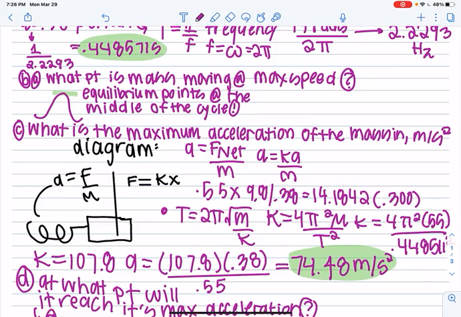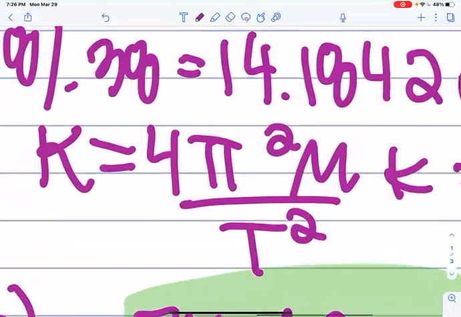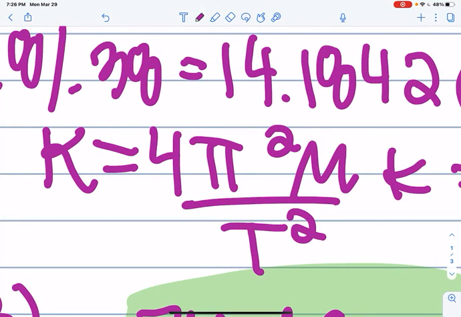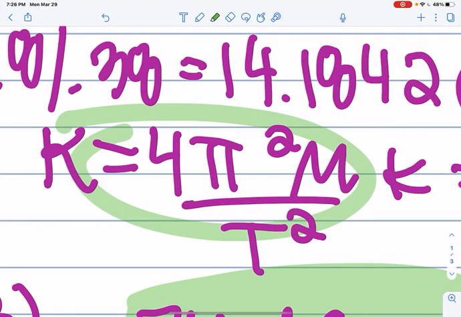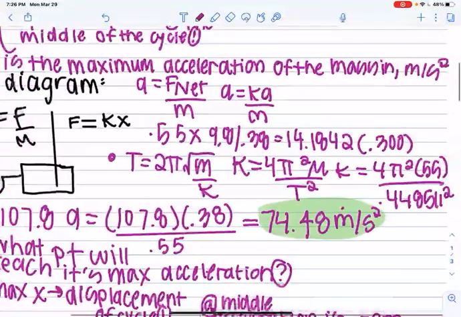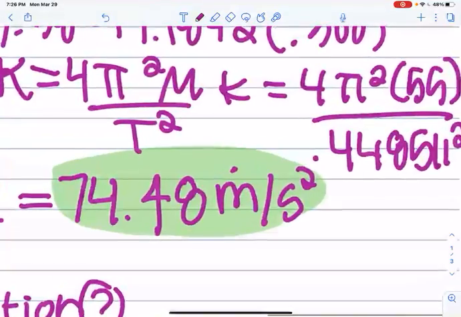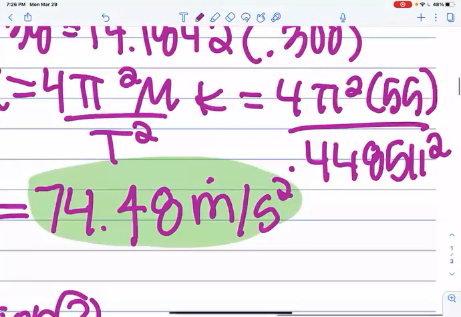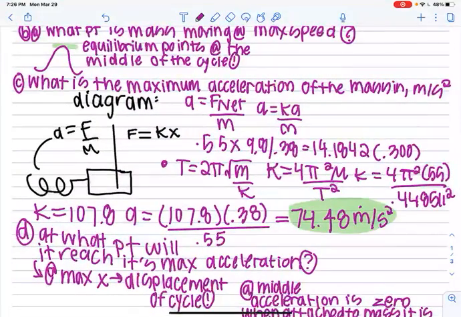How I did that is I did this. I could show it, but this is something that we were going to be doing throughout the unit, and I showed it in my last screencast. You put 1 for each, and then 2 for the relative constant at which it changes. So I got k equals 4 pi squared times 0.55 divided by 0.4485 squared, and I got k equals 107.8. Then a equals 107.8 times 0.38 divided by 0.55, which gives you 74.48 meters per second squared.